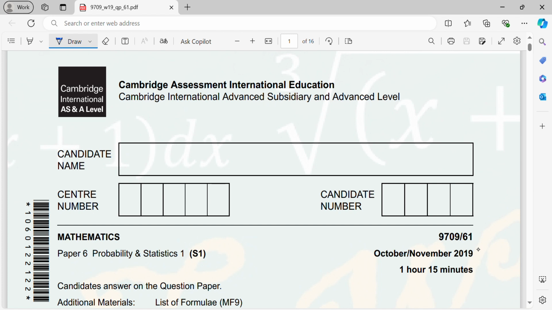Today we are going to discuss Cambridge International AS and A-Level Mathematics Paper 6, which is the Probability and Statistics 1 for October-November 2019, and the code is 9709/61. So let's get started.